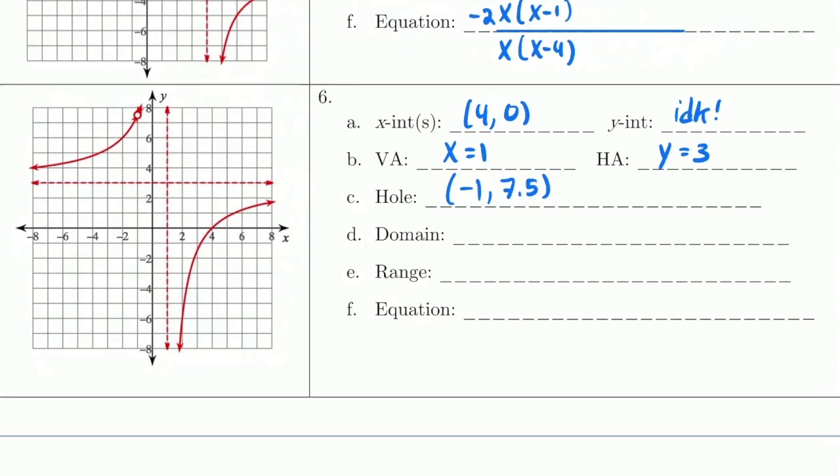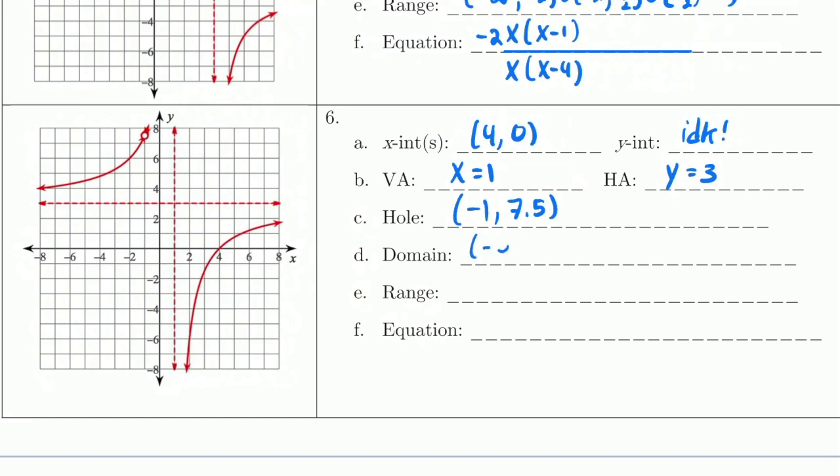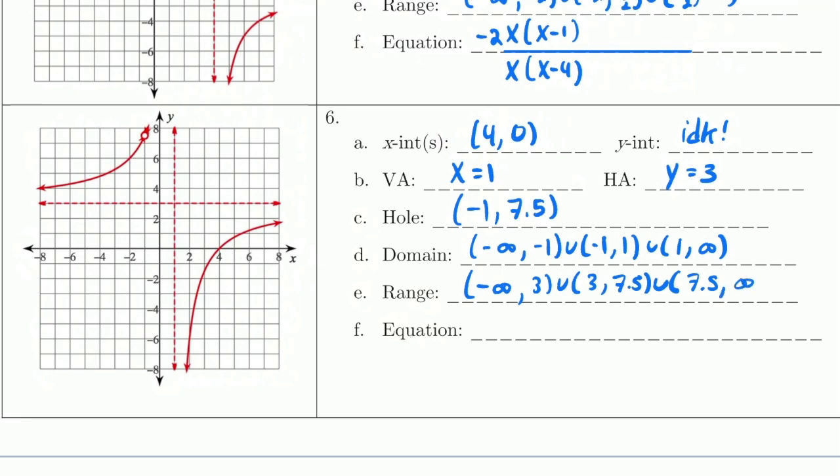Okay, my domain, I hit my hole before I hit my asymptote, so negative infinity to negative 1, union negative 1 to positive 1, union 1 to infinity, and then my range, negative infinity to 3, union 3 to 7.5, union 7.5 to infinity.